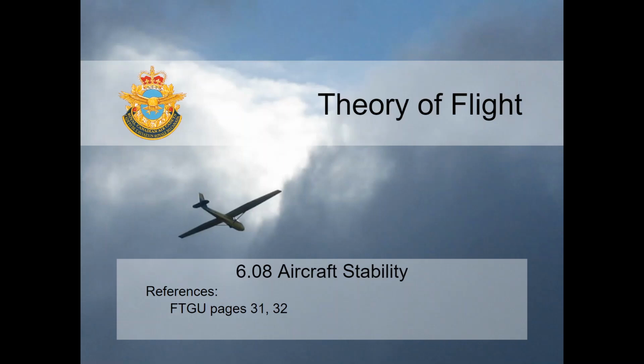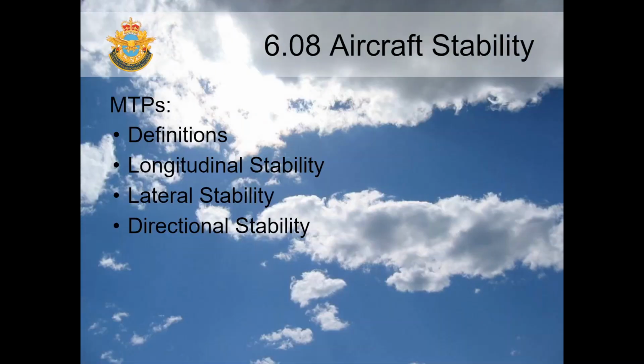In today's lesson, we'll be covering 6.08 Aircraft Stability. Here's a rundown of the four main teaching points in today's lesson: definitions, longitudinal stability, lateral stability, and directional stability.